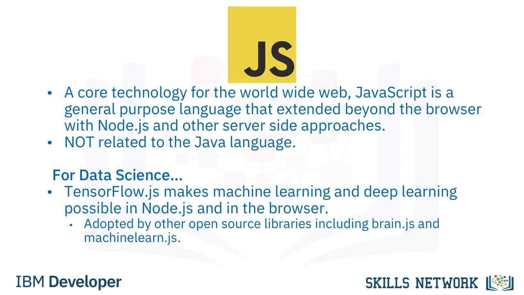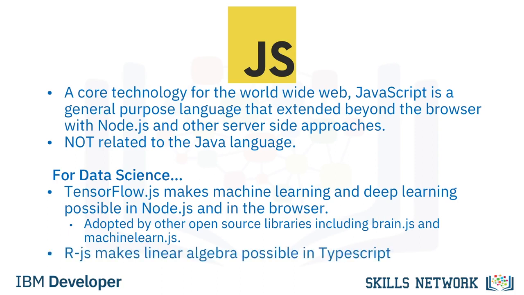The R.js project is another great implementation of JavaScript for data science. R.js has rewritten linear algebra specifications from the R language into TypeScript. This rewrite will provide a foundation for other projects to implement more powerful math-based frameworks like NumPy and SciPy of Python. TypeScript is a superset of JavaScript.